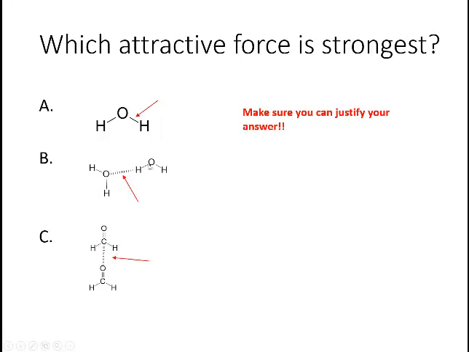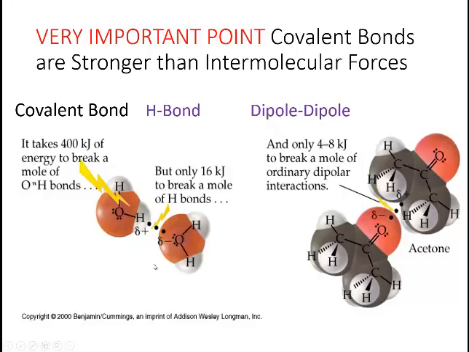This, on the other hand, is what we call a hydrogen bonding interaction because our hydrogen is bonded to an oxygen and then is interacting with an oxygen in another molecule. So which one is the strongest? Well, we talked about the fact that the intramolecular forces are much stronger. Those covalent bonds are much stronger than the attractive forces between molecules, right? And that's something that's important to remember.